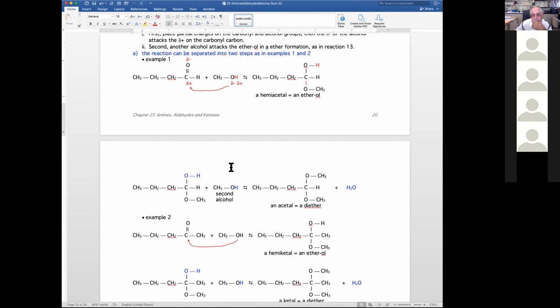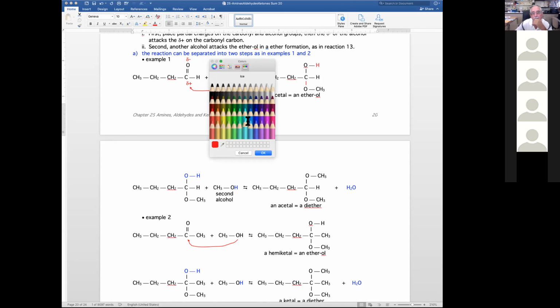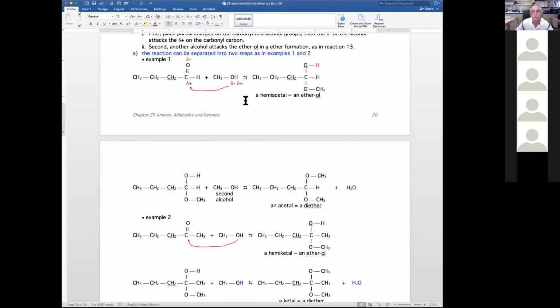Okay, now I see I did this in blue. Maybe I'll make this in blue. Trying to improve this all the time. It's not the right blue, but that's okay.